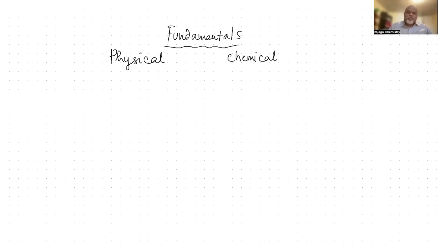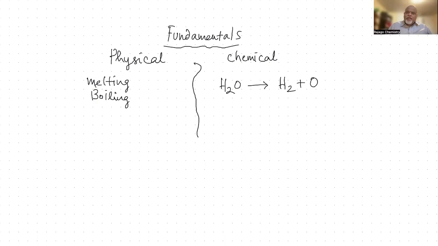So, physical means melting, boiling. These kinds of phase transitions are called physical changes. Okay, chemical changes means a complete transition. For example, if you take a water molecule and dissociate it into hydrogen and oxygen, this is a chemical reaction, because you broke the bond between hydrogen and oxygen, and then you made two hydrogen molecules and two oxygen molecules. You have to balance this reaction anyway.